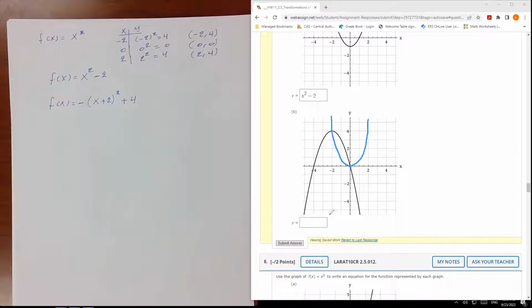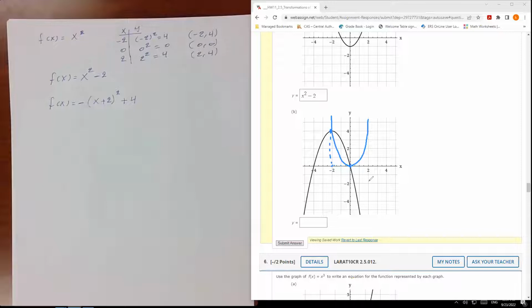Then it's reflect. So a negative sign outside, shifted to the left here. This point is shifted here. 2 units, that means inside. So we're going to add because it's to the left, then shifted up here. So you're going to add 4 units outside. So that's it for this example.